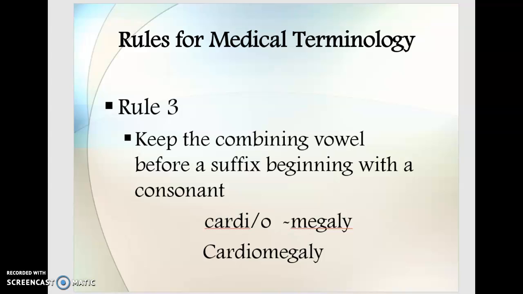Rule number 3, we're going to keep the combining vowel before a suffix that begins with a consonant. So let's say we have the suffix megaly. We need to keep that combining vowel because it's going to be more difficult to pronounce without that vowel there. So when we connect the word, we would have cardiomegaly, which means an enlargement, again, starting with a suffix and then going back to the beginning of the word, an enlargement of the heart.